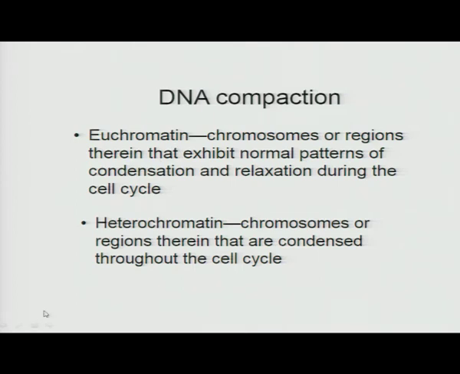Euchromatin exhibits normal pattern of condensation and relaxation during the cell cycle. As euchromatin is less condensed, it can undergo the process of condensation and relaxation during the cell cycle, while heterochromatin is that region of chromosome which is highly condensed and does not undergo condensation and relaxation because they are highly condensed, and highly condensed helps the DNA to reduce its size.